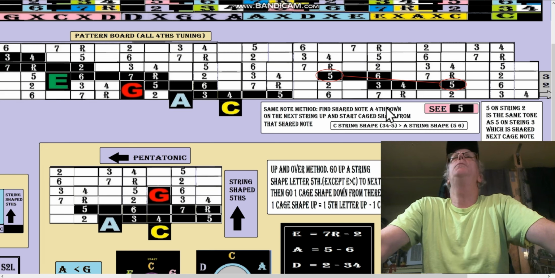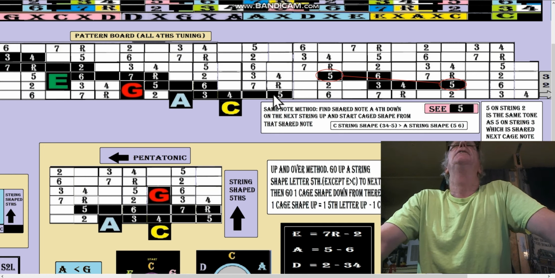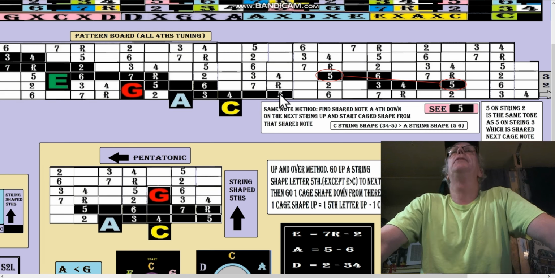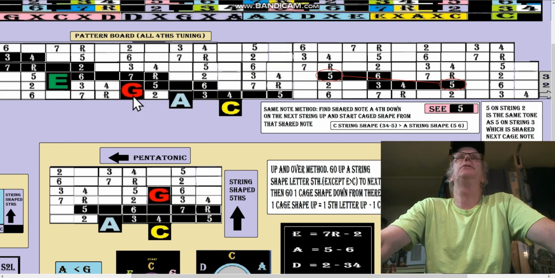There's the same note method. Find the shared note a 4th down on the next string up and start the caged shape from that note. So suppose you want to go from the caged shape of C to the caged shape of A. Of course, you can go horizontally on a string by sharing notes. So 3, 4, 5 is going to share the 5th and go with a 5, 6. 5, 6 is going to share the 6 and go to the 6, 7 root. 7 root 2 is going to share the 7 root, going from 6, 7 root to 7 root 2. That's easy enough, and they're sharing on the way down too, right?